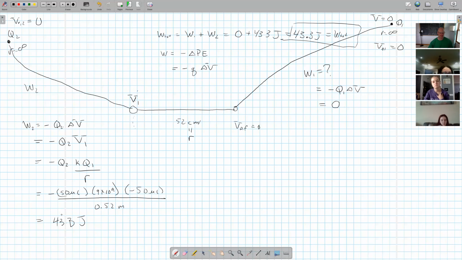Now, let me ask you a question. Since the total work, or the work to bring in Q2 here, is positive, does that mean that the electric field was the one that did the work? Or did I have to go and do the work? So remember, the work being equal to negative the change of potential energy is the work done by the electric field.